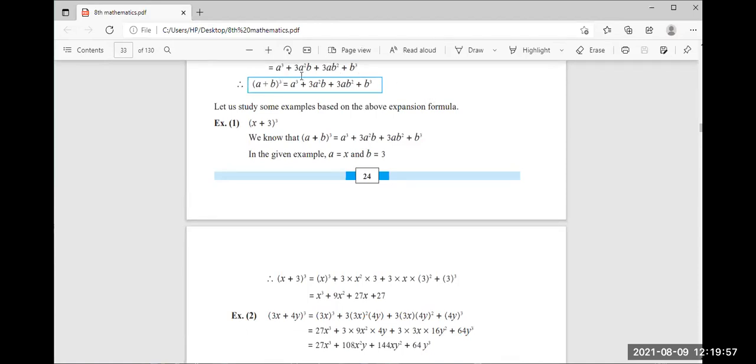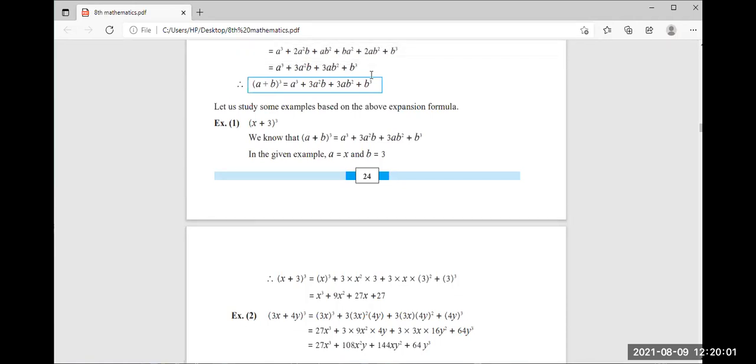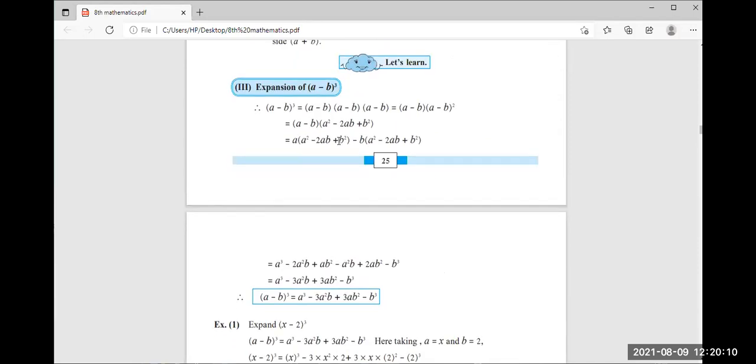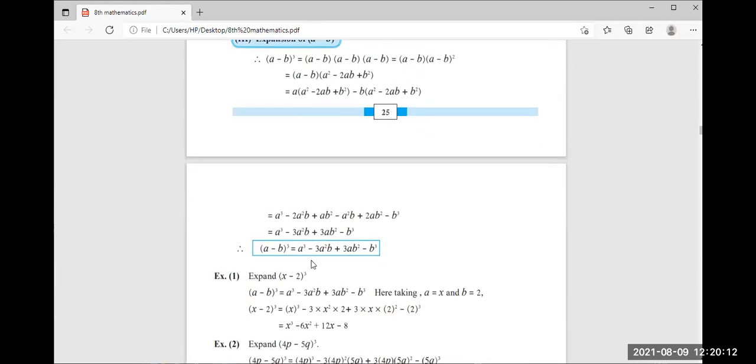(a plus b) cube is equal to a cube plus 3a square b plus 3ab square plus b cube. The formula is the same for minus also, but just the signs are changed: (a minus b) cube is a cube minus 3a square b plus 3ab square minus b cube.